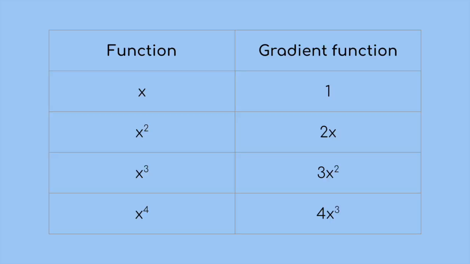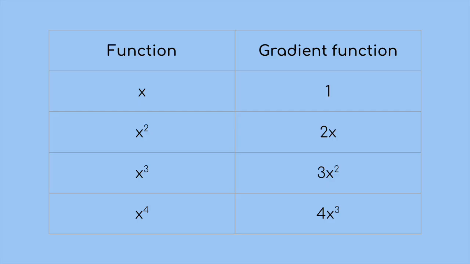Now if we put all of those results together in one table, hopefully we can start to see what's actually going on here. If we look at the function y equals x, the gradient function was 1. When it was y equals x squared, we had 2x. When it was y equals x cubed, we got 3x squared. And when it was x to the power 4, we got 4x cubed.